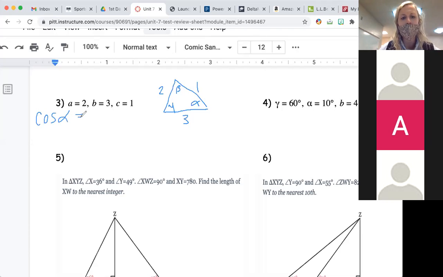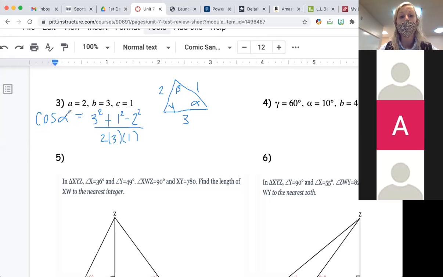So the cosine of alpha, I'm using my law of cosines formula for an angle. So that should equal 3 squared plus 1 squared minus 2 squared, over 2 times 3 times 1. Is that what y'all got? Yes, ma'am.